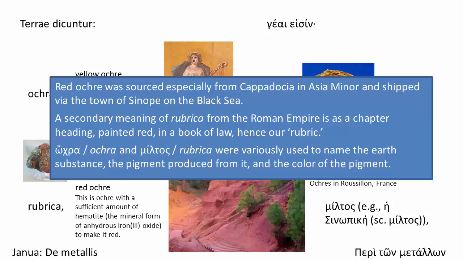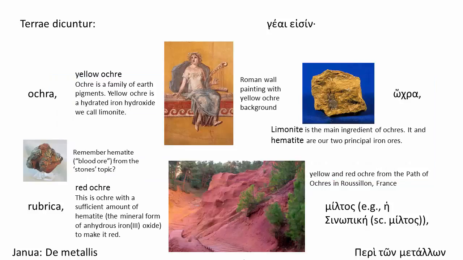The words ochre, miltos, rubrica were variously used to name the earth substance, the pigment produced from it, and the color of the pigment. And here we have a gorgeous picture of yellow and red ochre found together from the Path of Ochres in Roussillon, France.